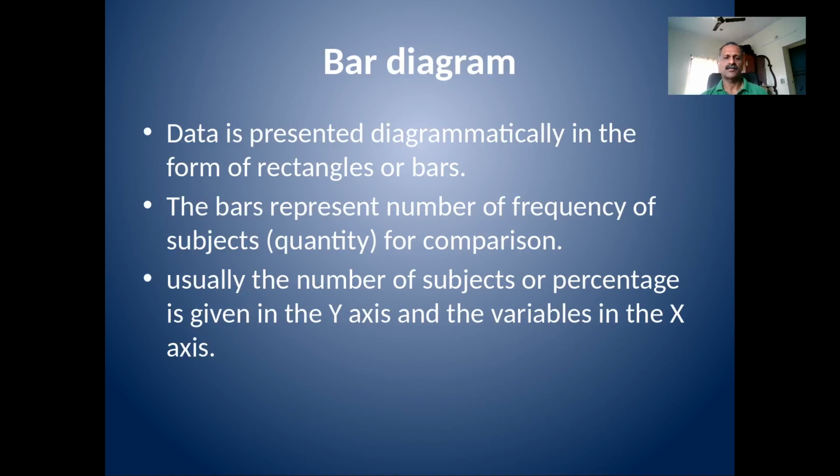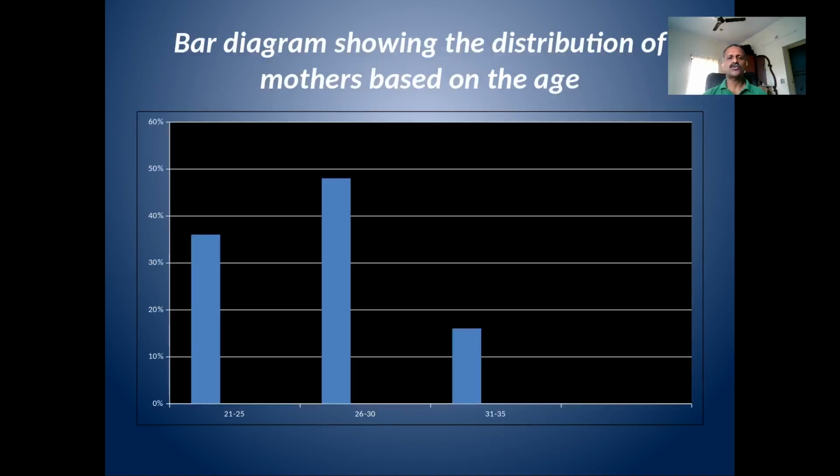What is a bar diagram? Data is presented diagrammatically in the form of rectangles or bars. The bar represents the number or frequency of subjects for comparison. Usually the number of subjects or percentage is given on the y-axis, and the variables on the x-axis. So this is a bar diagram showing the distribution of mothers based on age. On the x-axis you can see age, and the percentage of mothers is given on the y-axis.